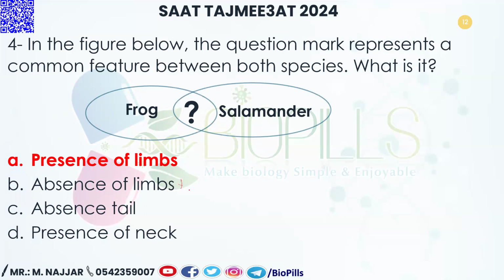Absence of limbs, of course not. Absence of tails? Salamanders have tails. Presence of neck? The salamander has it, so it is not part of the answer. But both of them do have limbs. The salamander and frogs have front, or fore, and hind limbs.